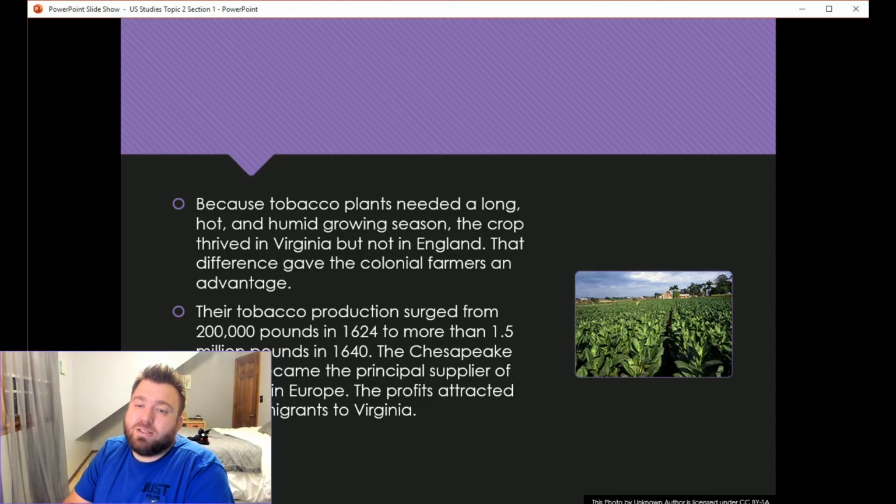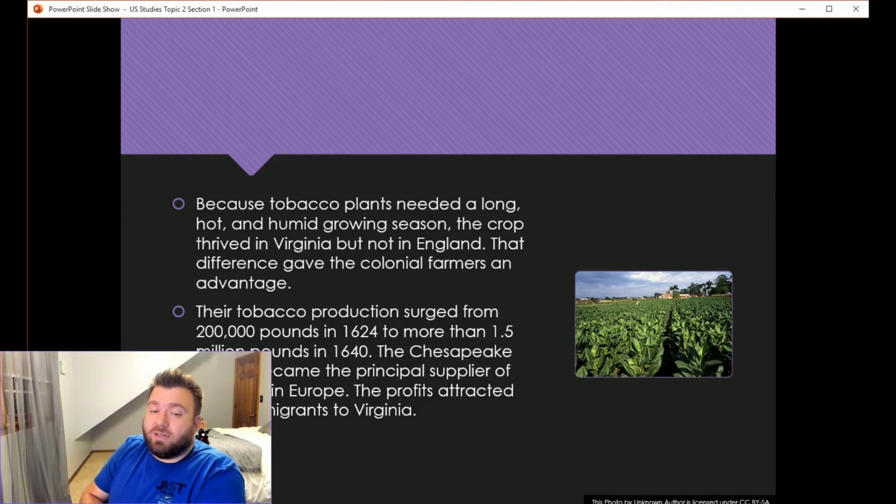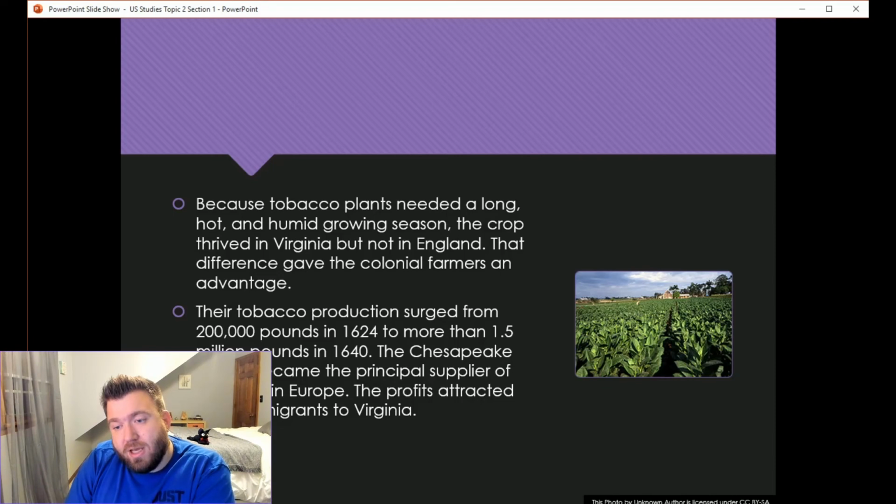Because tobacco plants needed a long, hot, and humid growing season, the crop thrived in Virginia but not in England. That difference gave the colonial farmers an advantage. Their tobacco production surged from 200,000 pounds in 1624 to more than 1.5 million pounds in 1640. So in only 16 years, it went from 200,000 pounds to 1.5 million pounds. That's a whole lot more tobacco. The Chesapeake region became the principal supplier of tobacco in Europe. The profits attracted more immigrants to Virginia.